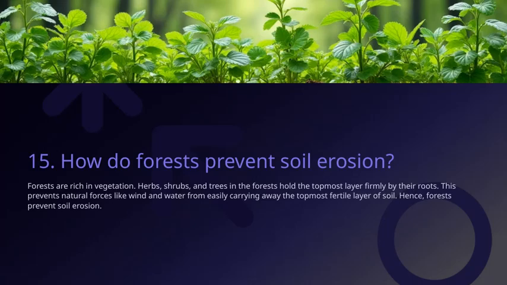Forests are incredibly important when it comes to preventing soil erosion. You see, they are filled with a variety of vegetation, herbs, shrubs, and most notably, trees. These plants play a vital role because their roots reach deep into the soil and hold the topmost layer firmly in place. This anchoring effect is crucial because it helps resist natural forces like wind and water, which can otherwise easily carry away the fertile topsoil.